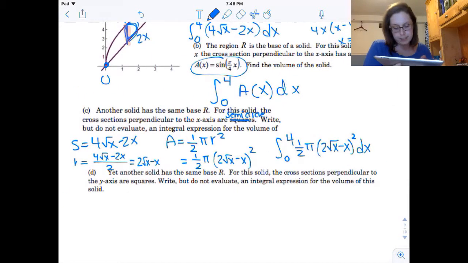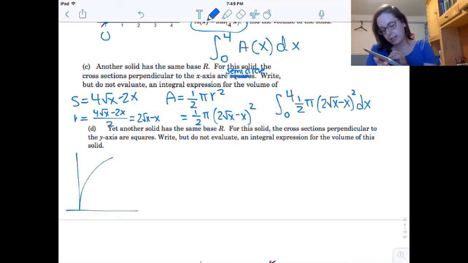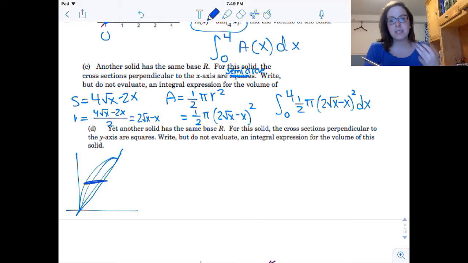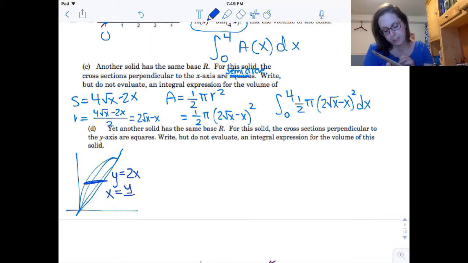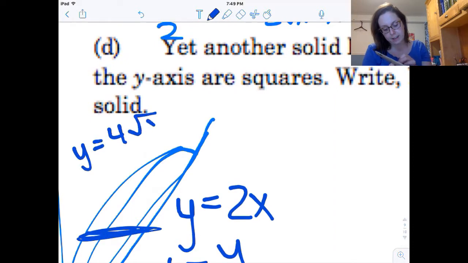All right, yet another one, perpendicular to the y-axis. The base of your solids are squares. So let's think about going with the y-axis. So it looks like this. Going perpendicular to the y-axis, I can do right minus left. I just need these in terms of y. So if y equals 2x, then x equals y over 2. And if y equals 4 radical x, then x equals y over 4 squared.